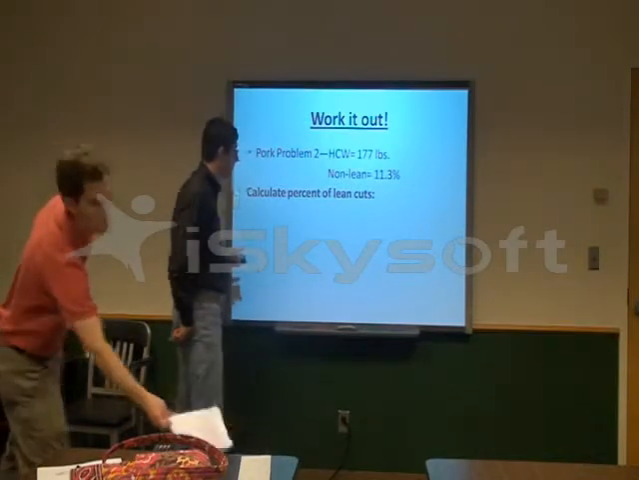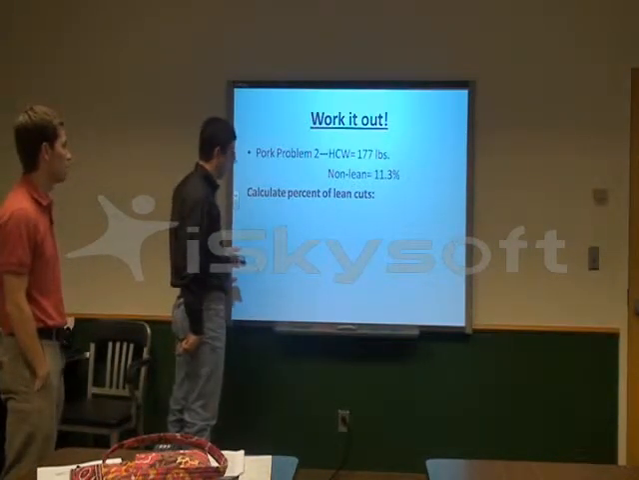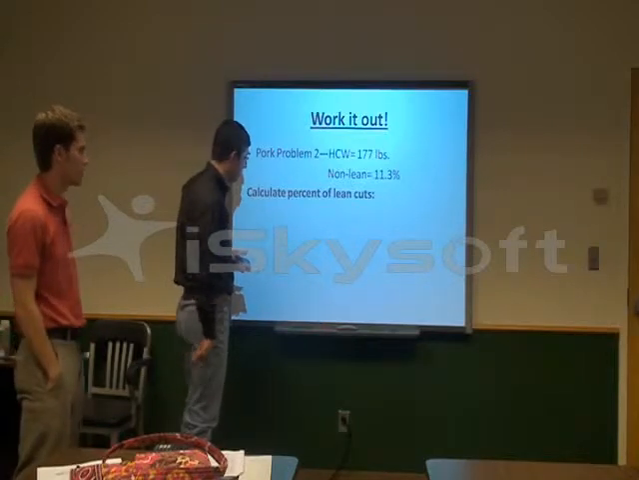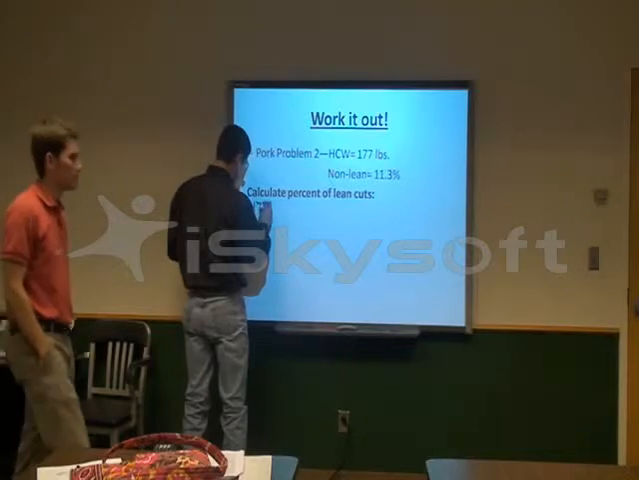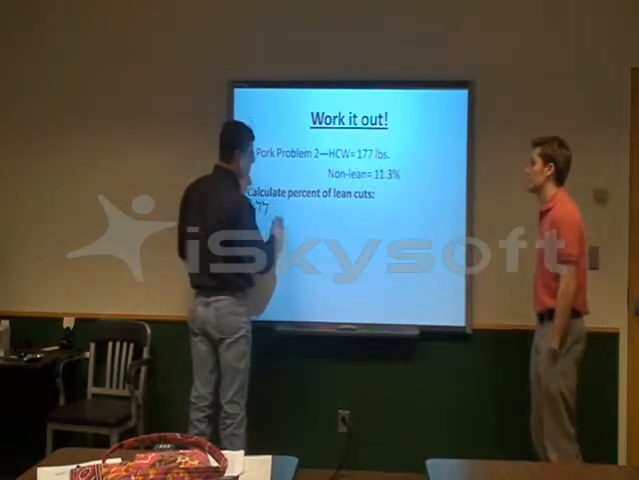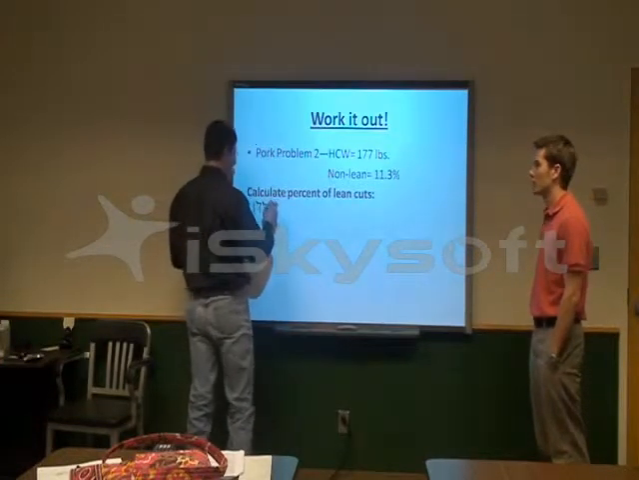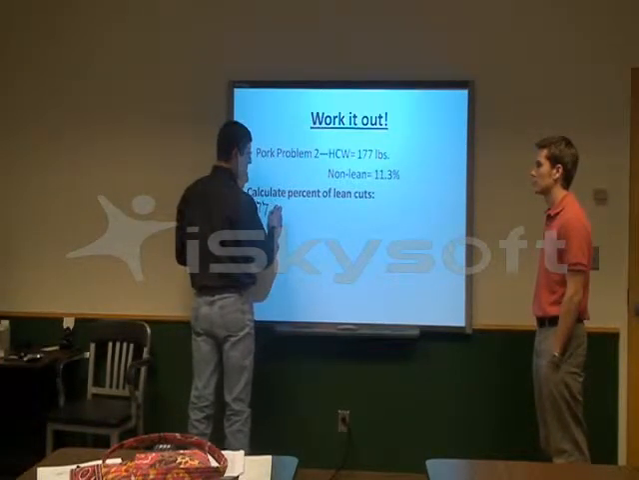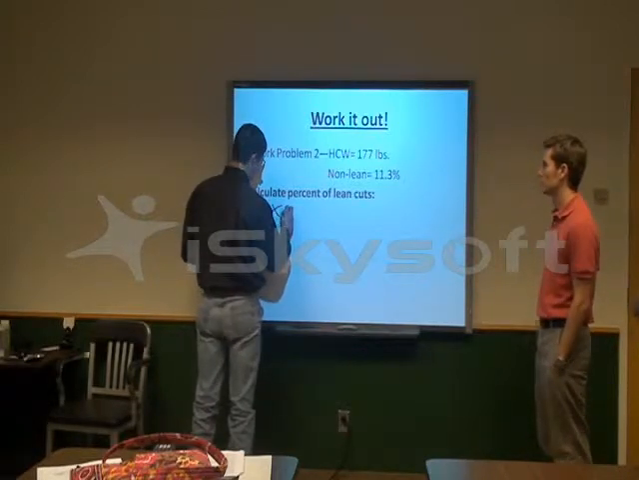All right, what are we doing? Okay, what's the first step, Cole? 177 pounds, hot carcass weight. Everybody see that? 177. Okay. And we're trying to find the pounds of non-lean. So how do we do that? Times that. Yeah, you're right. Multiply it by.